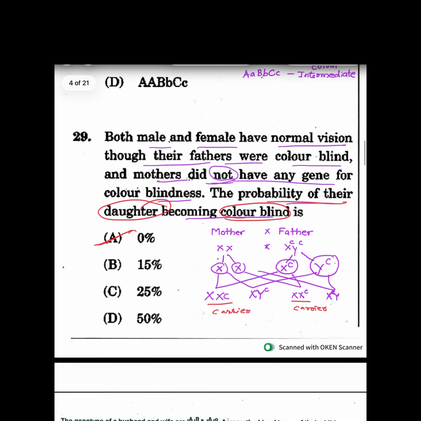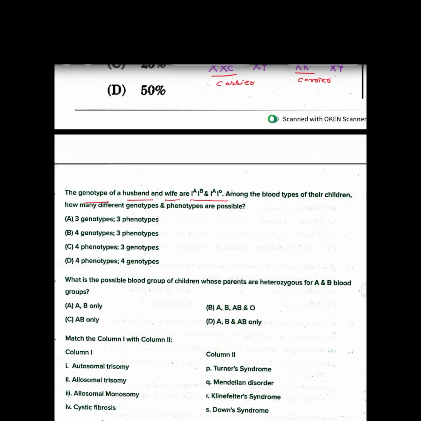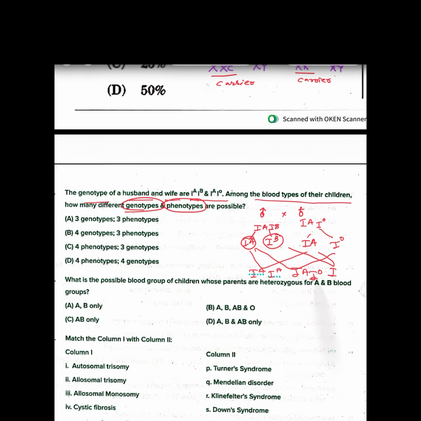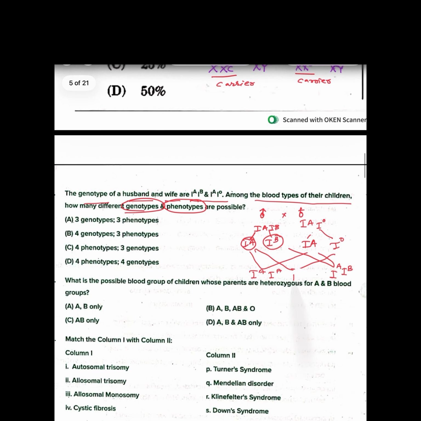Next question: genotype of a husband and wife, AB and A. How many different genotypes and phenotypes are possible? AB crossed with A blood group individual, you will get A blood group, AB blood group and B blood group. The blood groups are 3, so phenotypes will be 3, genotypes will be 4. That is 3 phenotypes and 4 genotypes.